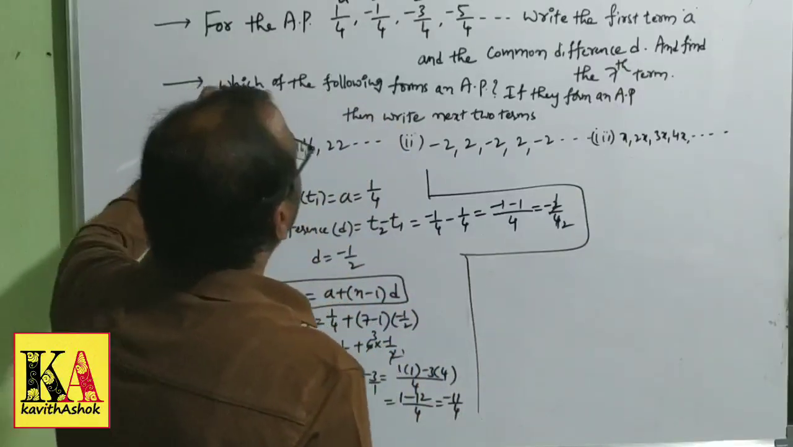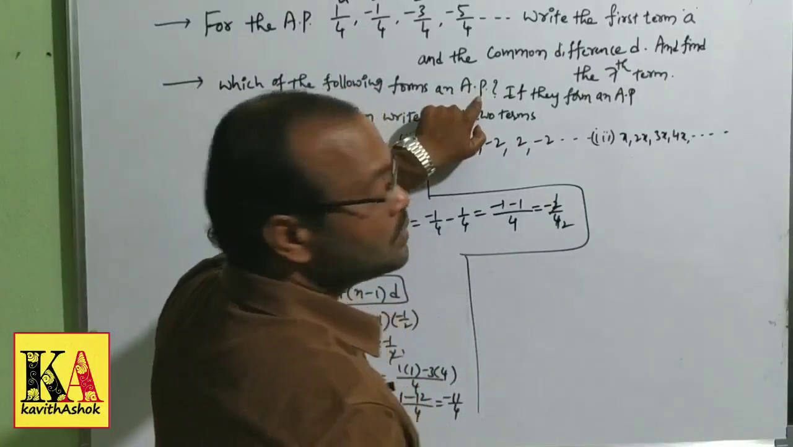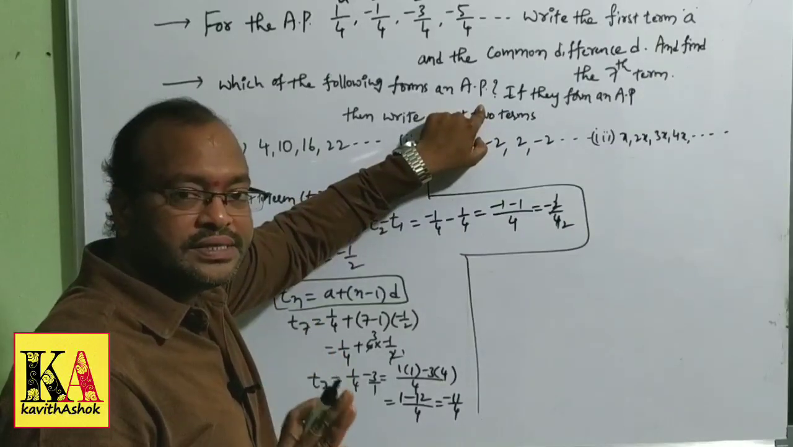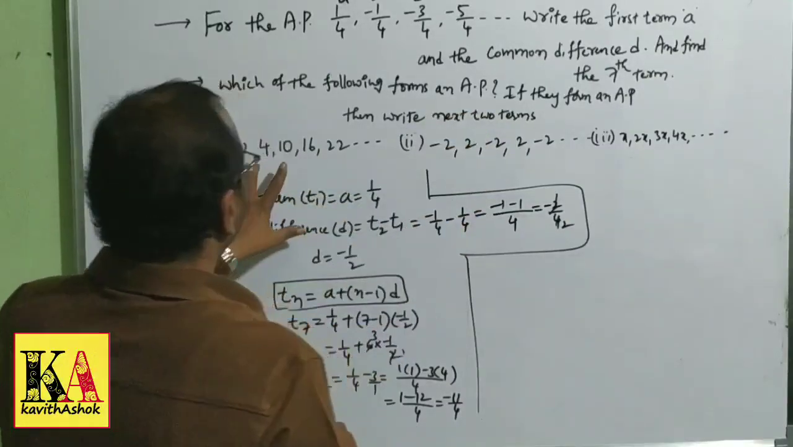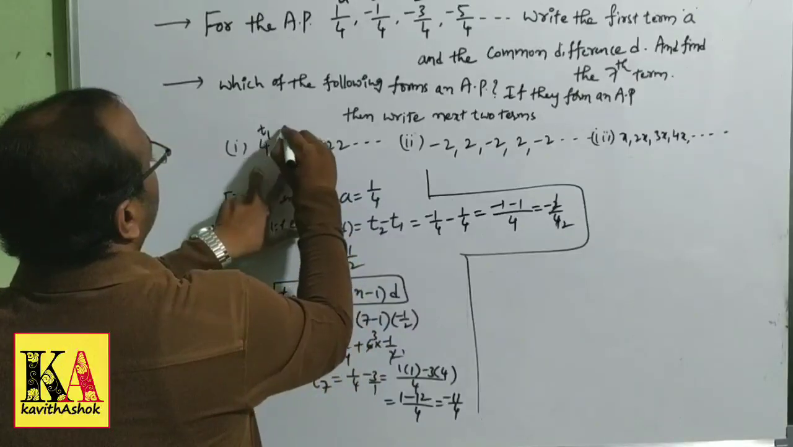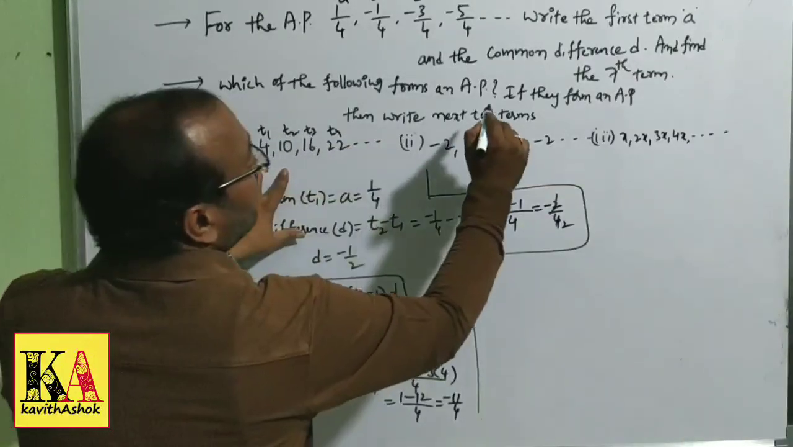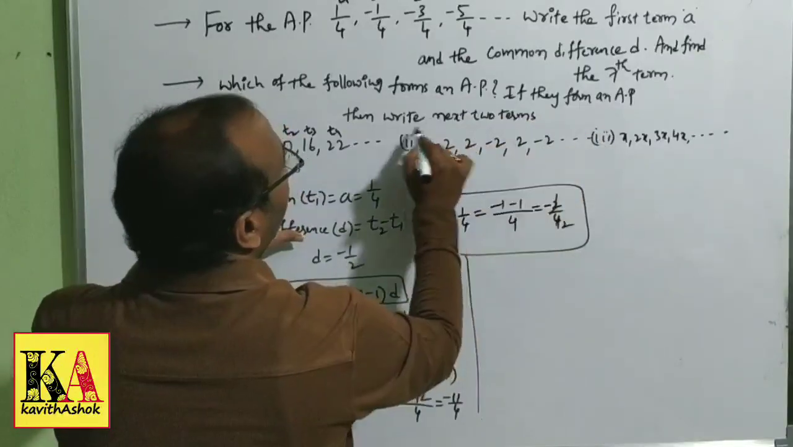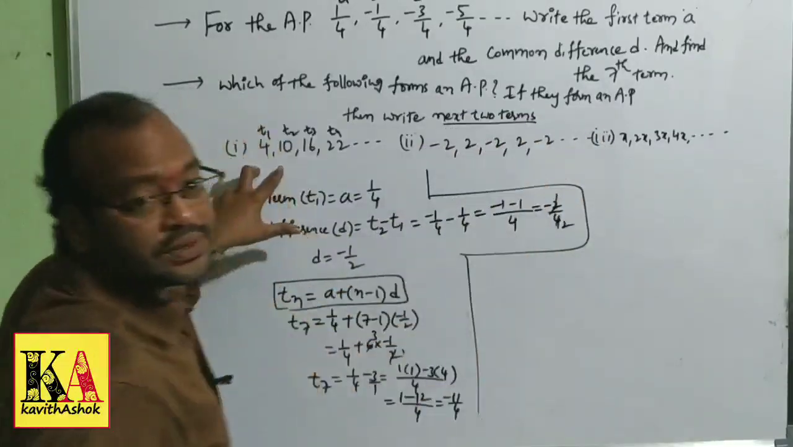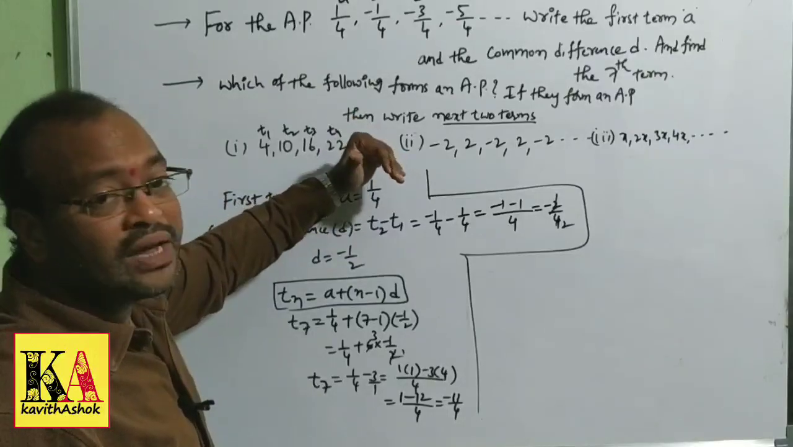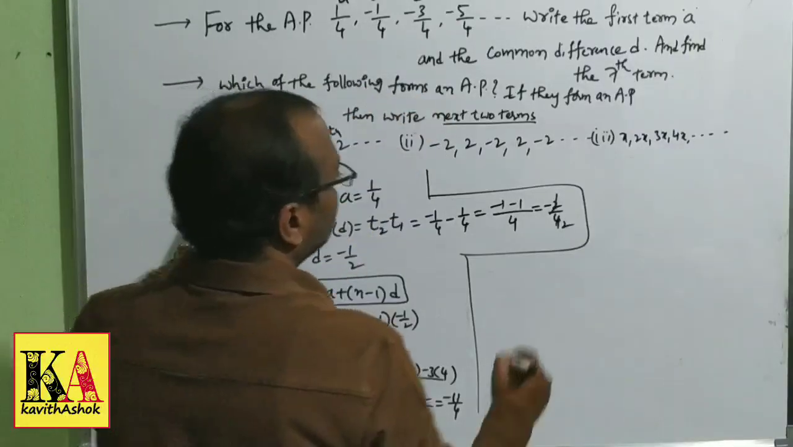Next, look here. Which of the following forms are AP? To find out the AP, we just have to check whether the common difference is the same or not, right? So T1, T2, T3 and T4. If it is in AP, then we have to find out the next two terms. If it is AP, we can find out the T5 value and T6 value.